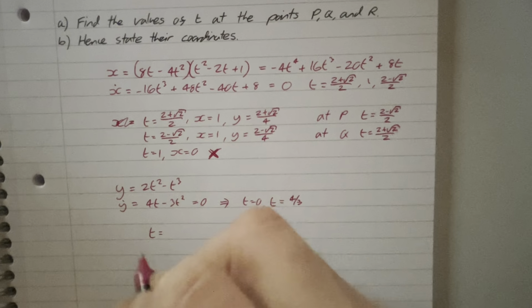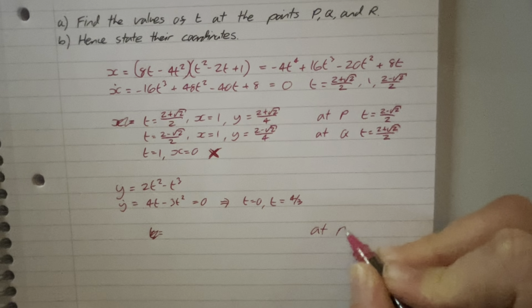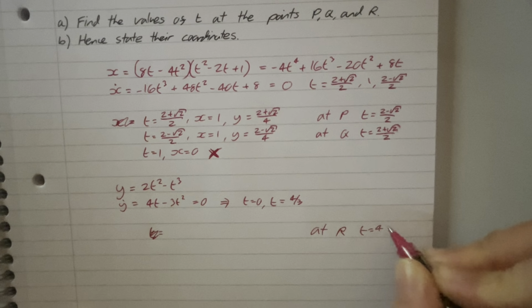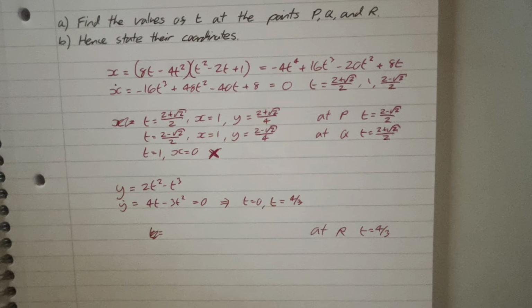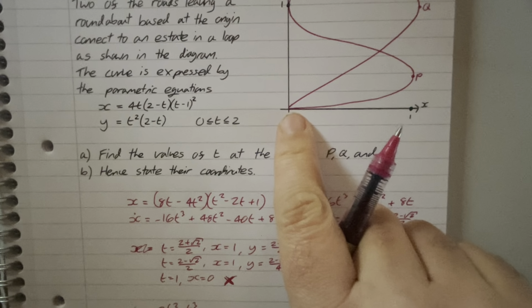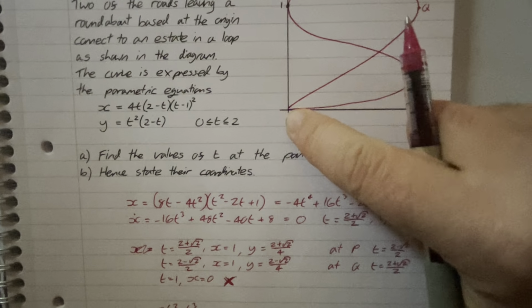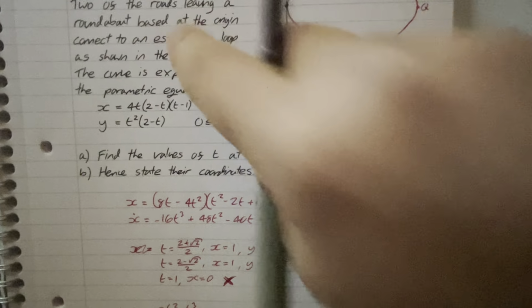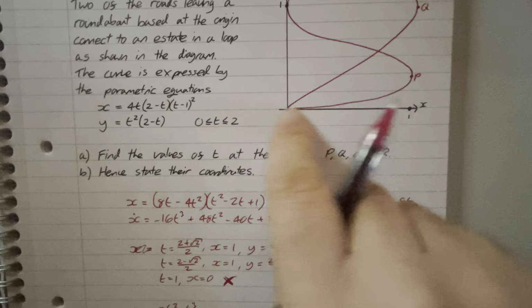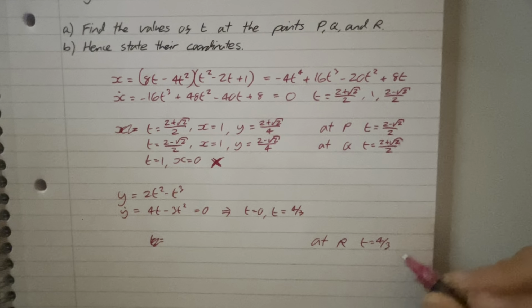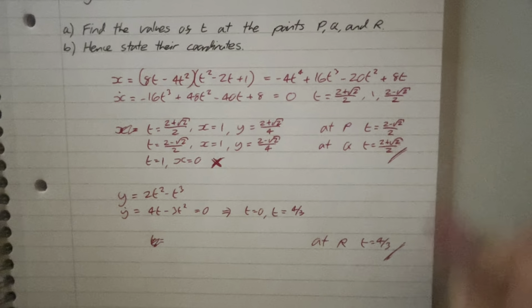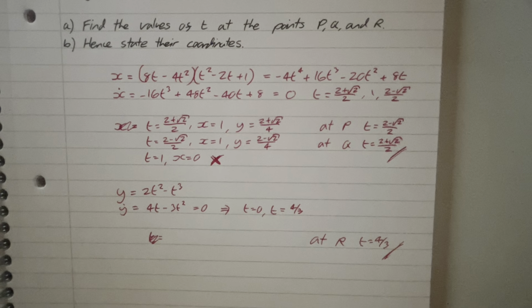So at R, t equals 4/3. And the t equals 0 is because actually this is a turning point. So if you were to carry it on past t into the negatives, it will start to go back up, or at least it'll be a stationary point. It might go back down if it's a stationary point of inflection. But so we got the t values for our points, and then we can use that to state our coordinates.